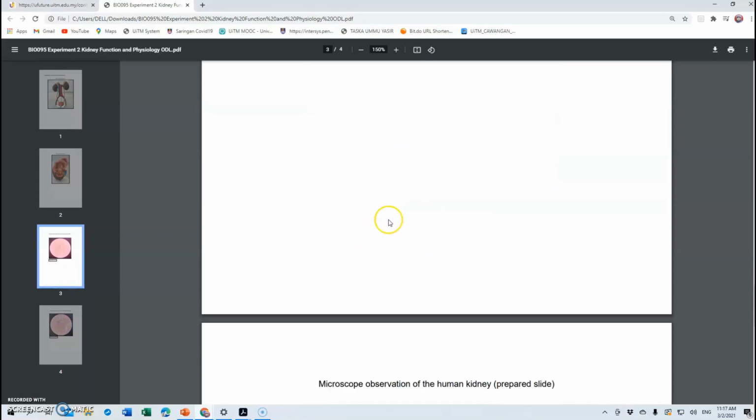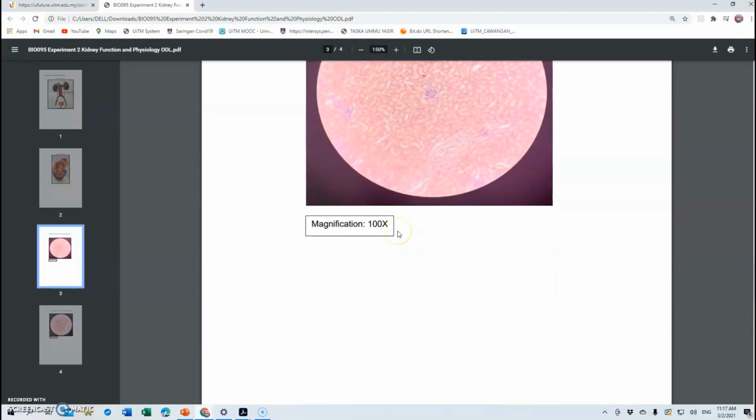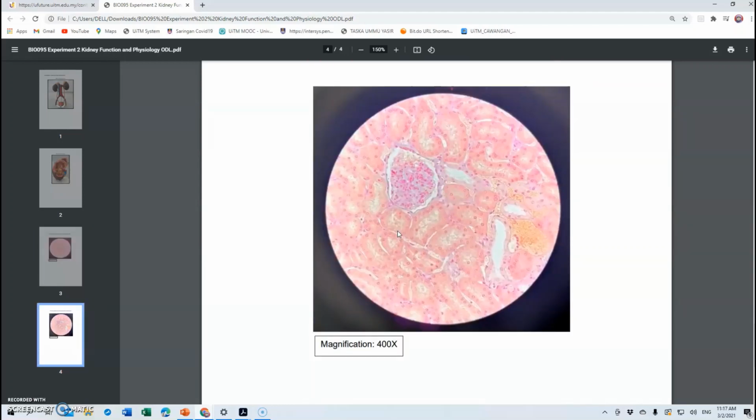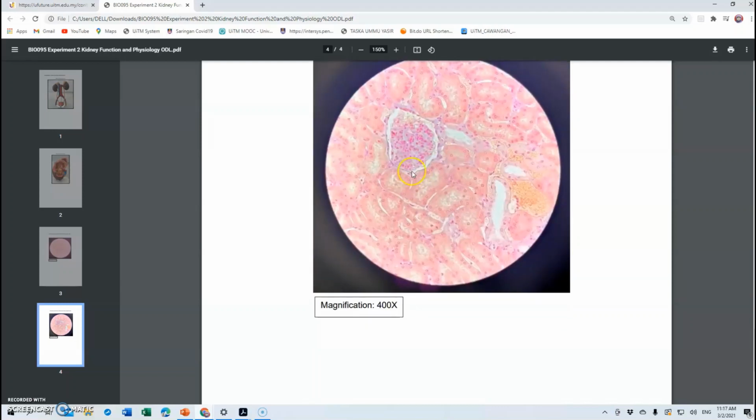This is the image observed under 100 times magnification. And this is under 400 times magnification, so you can really clearly see the image. Basically this is the glomerulus, and this is the Bowman capsule. You have the proximal tubule, and you have the blood vessels surrounding the nephron. So this is part of a nephron.